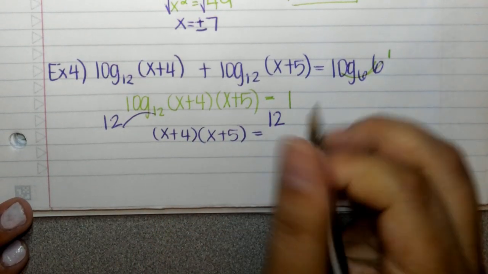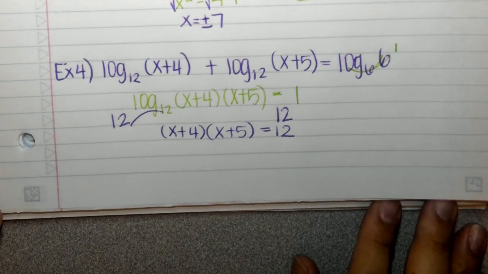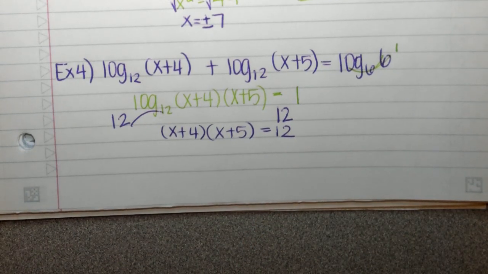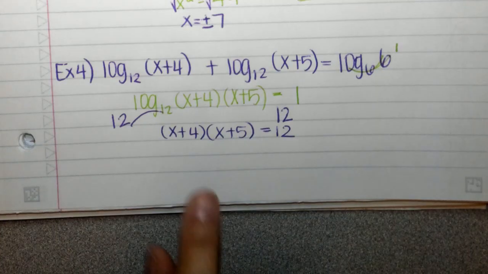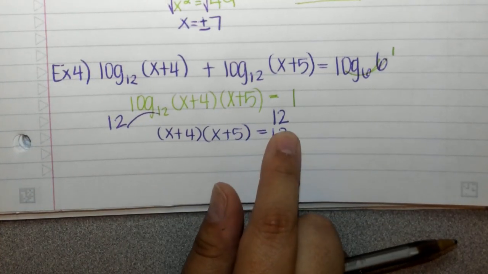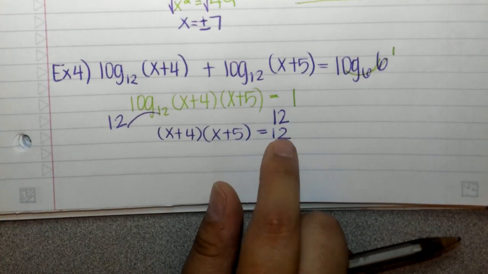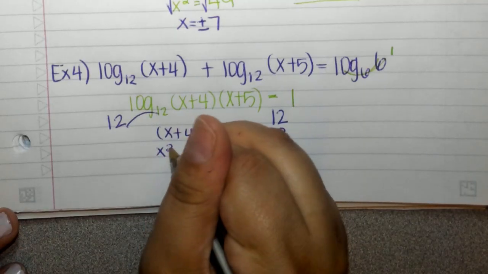And 12 to the first power is 12. What are your thoughts? Now what? FOIL. Be careful. You cannot separate them and make them equal 12. It doesn't work like that. It has to equal 0. So I am going to FOIL.